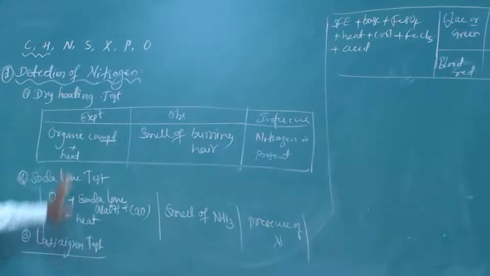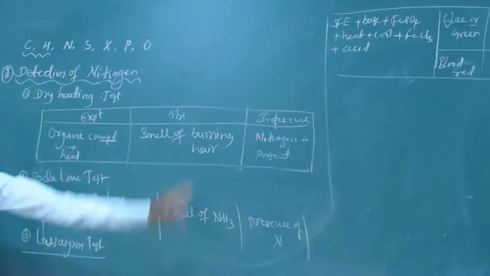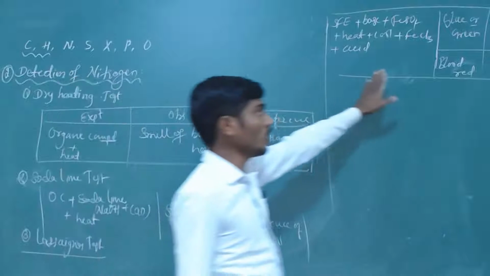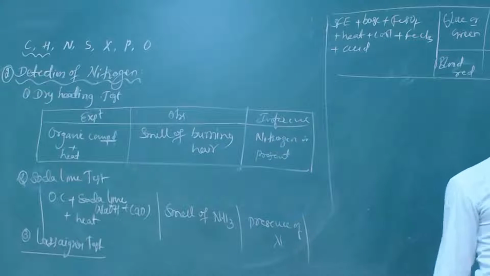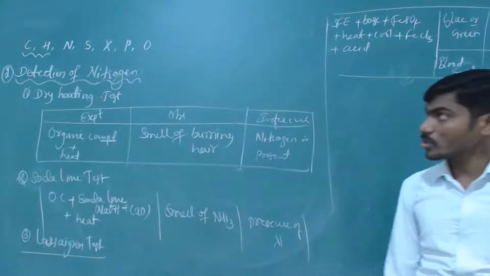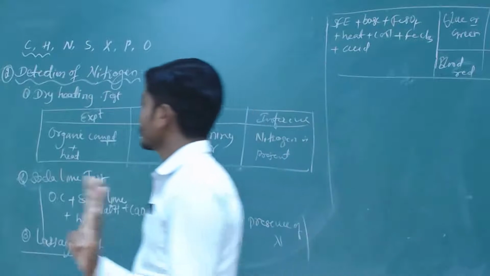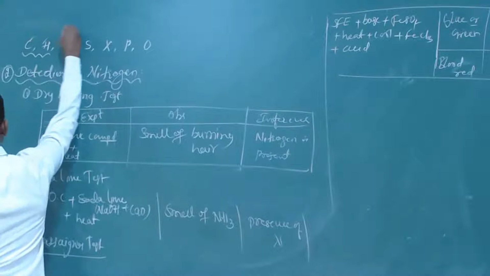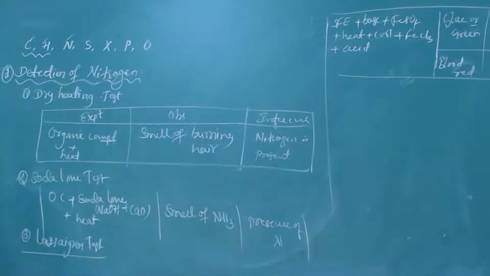Say next, this is a test for nitrogen. Nitrogen can be detected by these experiments. Yes, nitrogen is present. If blue or green color is observed, then the presence of nitrogen is confirmed. So detection of carbon, hydrogen, and next one is nitrogen. Next, sulfur.